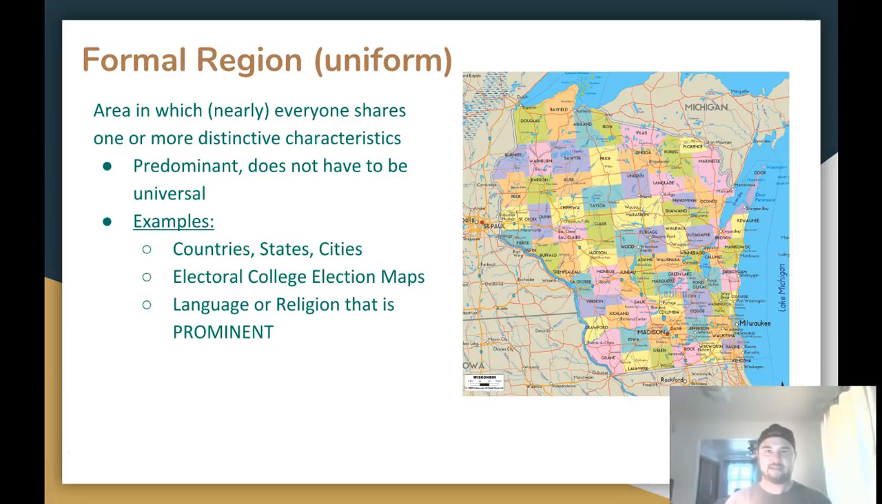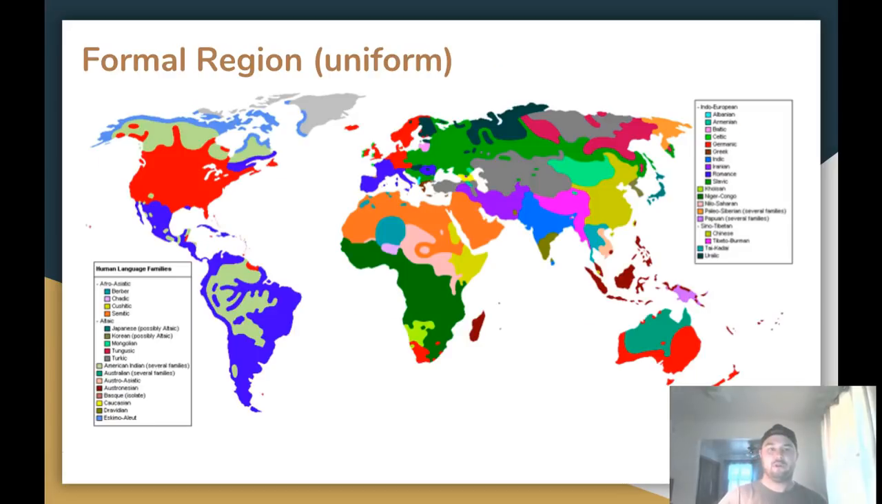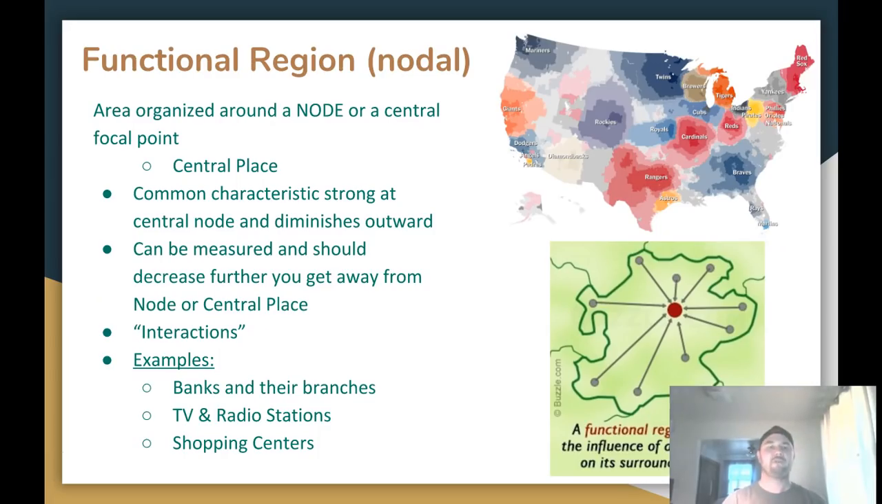One of the questions I asked you guys on the quiz was about one of the languages, English speaking towards Texas. And when you see that gradual change there, going from English to Spanish, that's not going to be a formal region because you don't really see those clear-cut borders. So think of borders for a formal region, and think of most people there or an abundance of people sharing that very common characteristic.